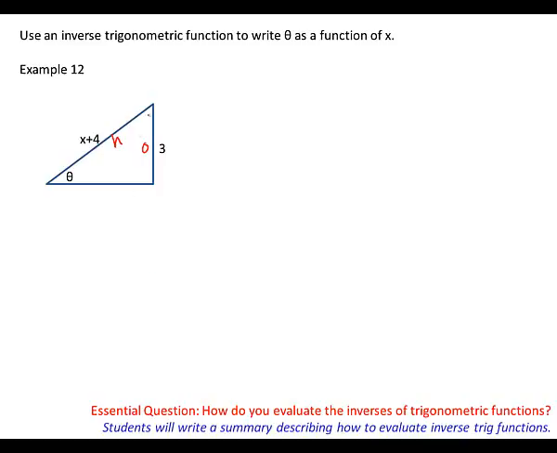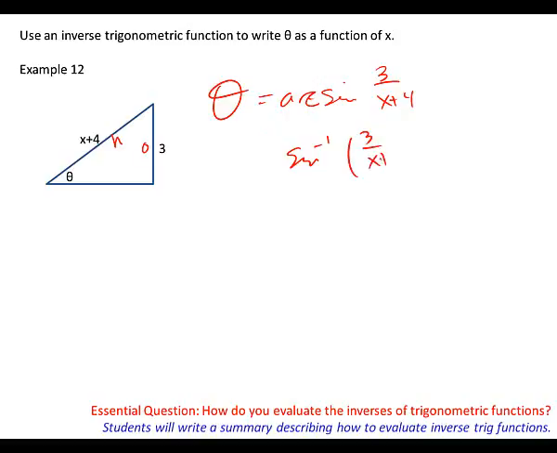All right. So I have opposite and hypotenuse. What's opposite and hypotenuse? Sine. So we'd write theta equals the arcsine of 3 over x plus 4, or sine inverse of 3 over x plus 4. Technically, it should probably be in parentheses. I'm being kind of sloppy.